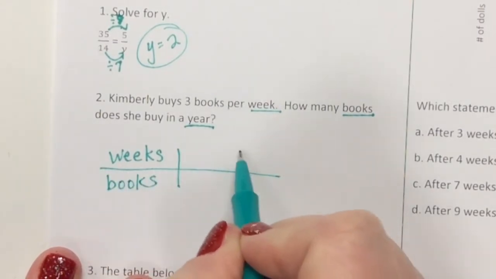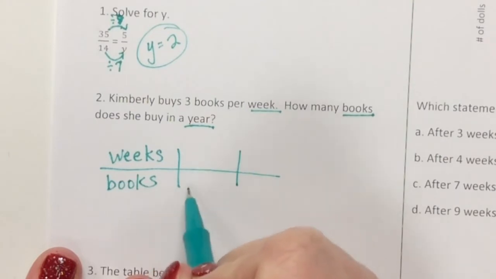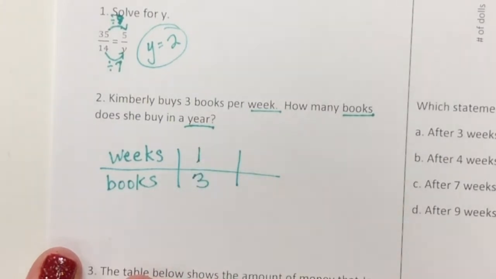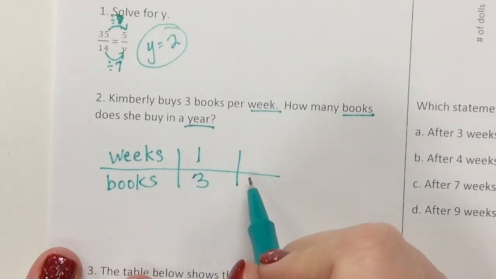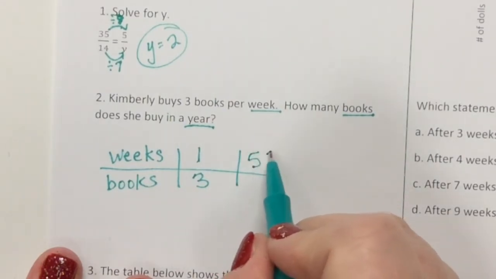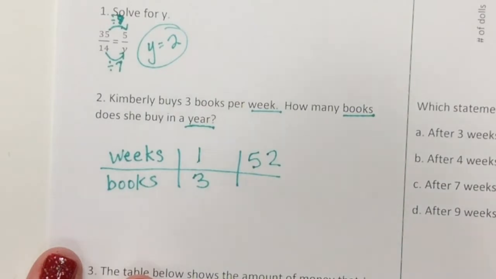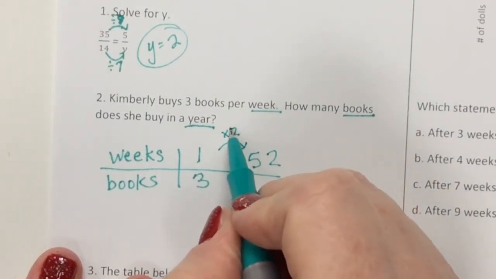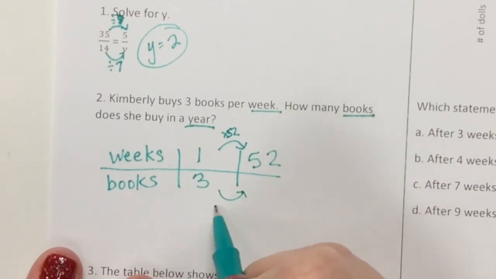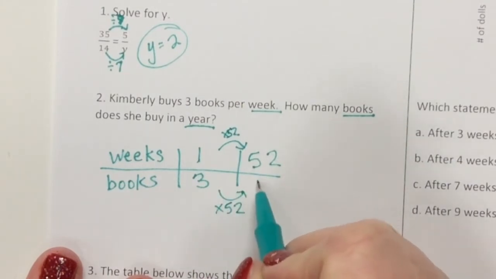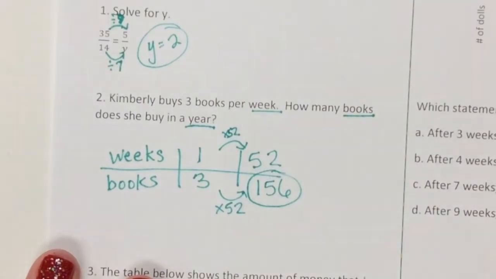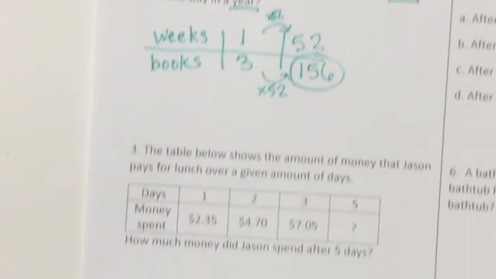Okay, so weeks and books. So she buys 3 books per week, and that per means 1. 3 books in every 1 week. Now we have 52 weeks that we're going to buy books. So 1 times 52 is 52, and 3 times 52 is going to be 156 books. Make sure you circle your answer every time for me, okay?